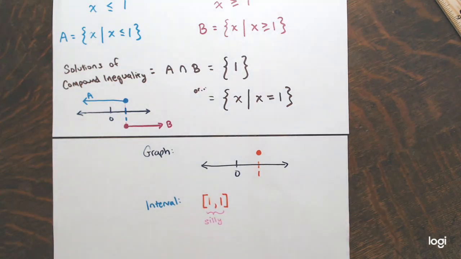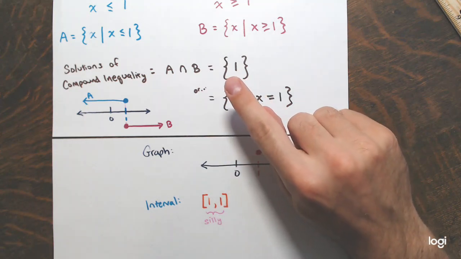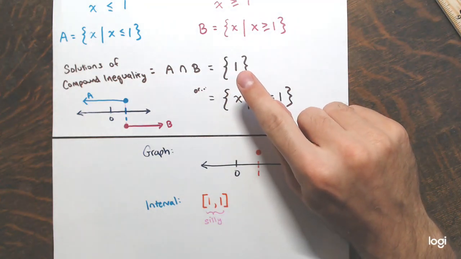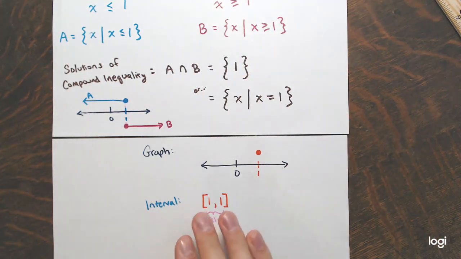You would probably never see an interval drawn like this. Because again, I said it a second ago, intervals are usually reserved for when there are infinitely many solutions, or there's a nice interval, a nice range of solutions. So instead of seeing this, you'll most likely just see this with the curly braces and just the single number in it. But still, it's not wrong, I guess, to draw an interval like that.